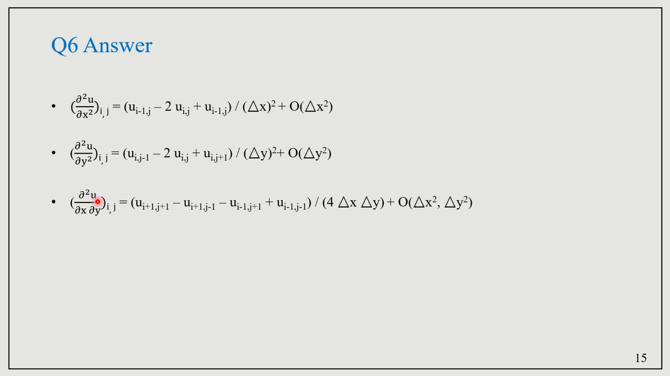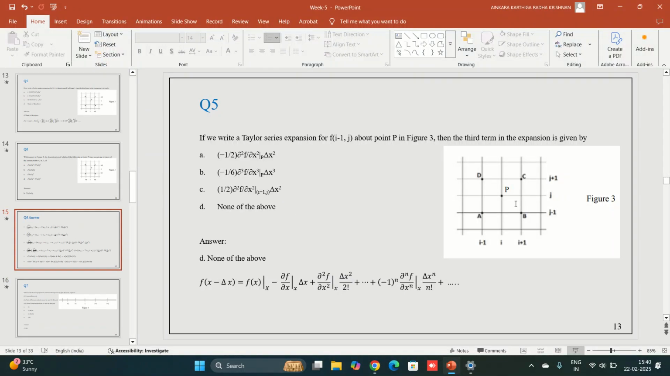So the mixed derivative, that is dou square u by dou x dou y, we have it as this particular expansion: u at i plus 1 comma j plus 1 minus u at i plus 1 comma j minus 1 minus u at i minus 1 comma j plus 1 plus u at i minus 1 comma j minus 1. So for I, I'll do one thing.